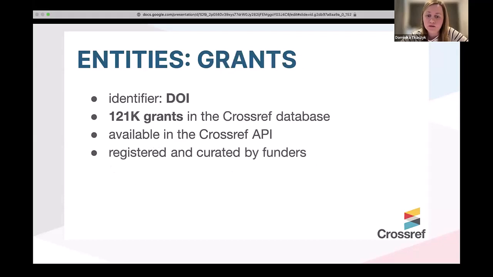Another entity type related to funding are grants. Grants are the newest addition to our database. We currently have 121,000 grants publicly available through our APIs. Grants don't have their own persistent identifier. They are simply identified by DOIs. They are deposited and curated by funders that are also Crossref members.